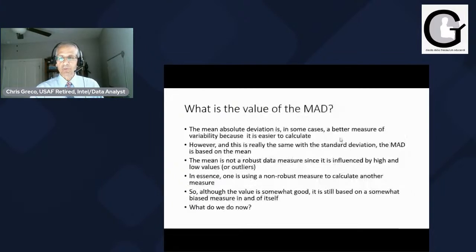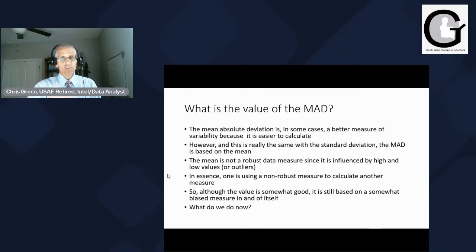So that's kind of interesting. The mean absolute deviation is a better measure of variability because it is easier to calculate than a standard deviation. However, and this is really the same as standard deviation, the MAD is based on the mean. So the mean, I've already said, is not robust. The mean can be skewed by high or low values. Same with the mean absolute deviation because it's based on the mean.